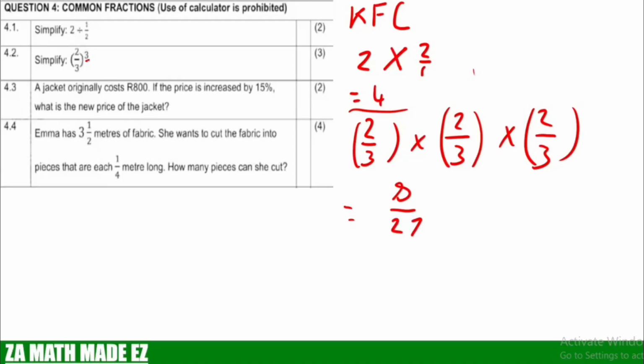Okay, 4.3. A jacket originally costs 800 rand. If the price is increased by 15%, what is the new price of the jacket?